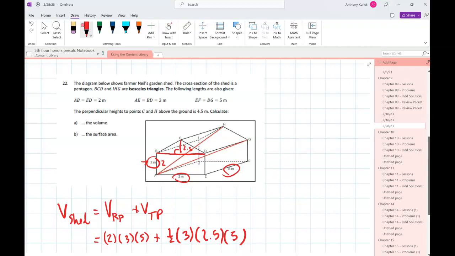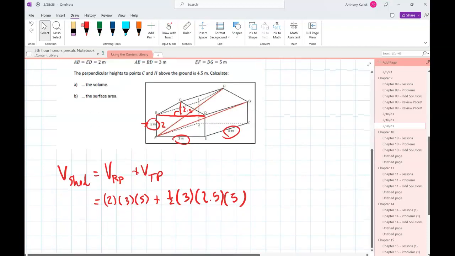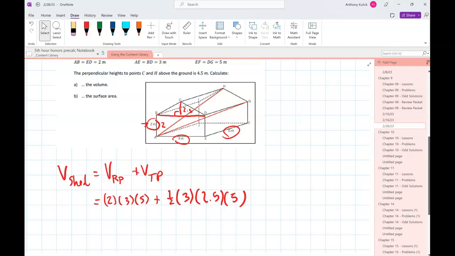Yeah, catching the 2.5 is basically given to you. It's maybe not super easy to see, but once you see it, you're like, yeah, that's how you do it. So there's my volume. I'm going to let you guys grind the numbers out, but who cares after this point? That's a calculator problem. The surface area, we're going to approach the same way.